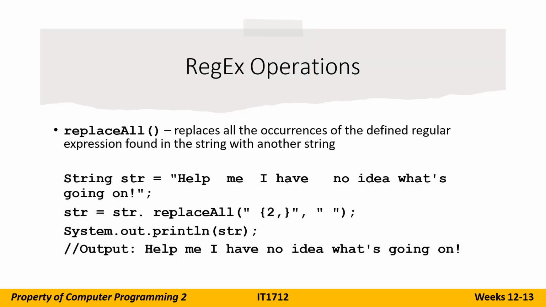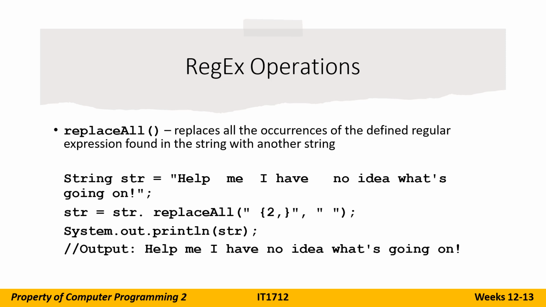ReplaceAll replaces all the occurrences of the defined regular expression found in the string with another string. In the given program, a string str is defined as "help me I have no idea what's going on". The string contains multiple consecutive spaces and tabs. The replaceAll method is called on the string str using the regular expression pattern "\\s{2,}" and the replacement string. The regular expression pattern matches 2 or more consecutive spaces. The replaceAll method replaces all occurrences of the matched pattern with a single space, effectively removing the consecutive spaces and tabs.